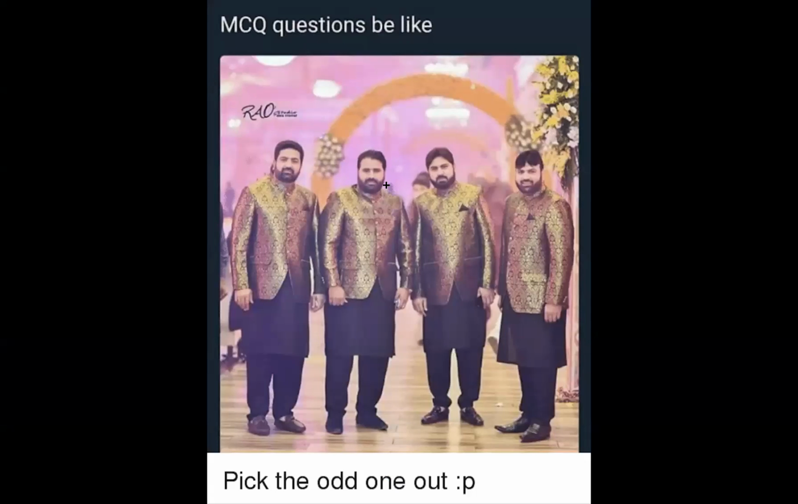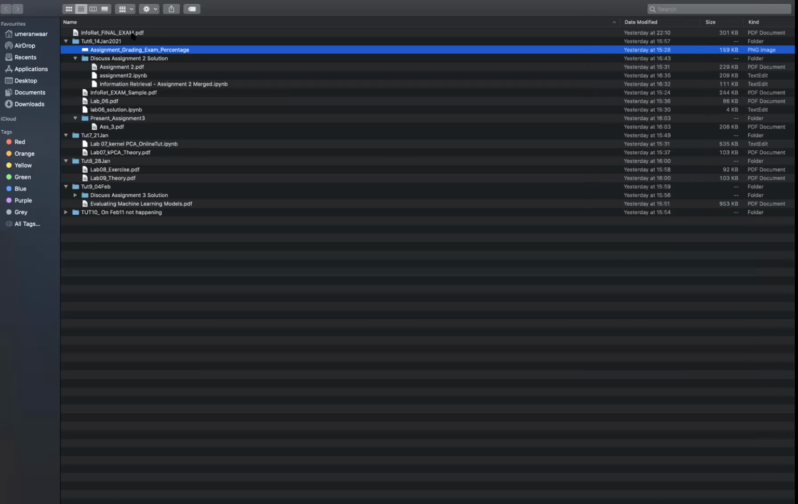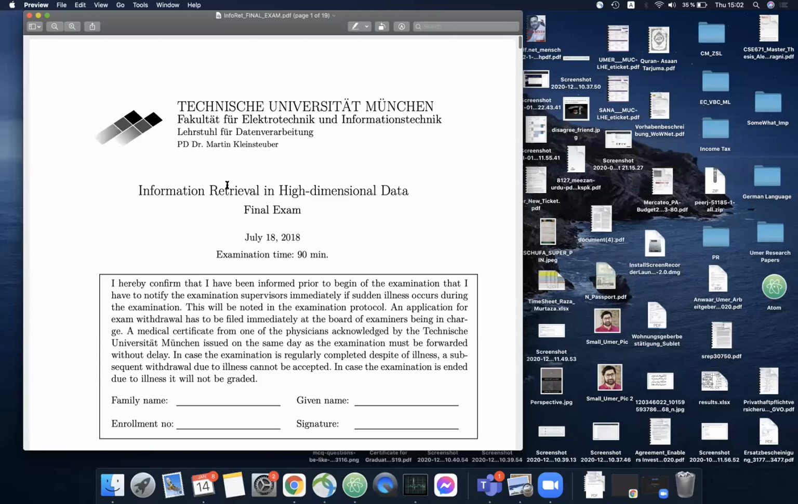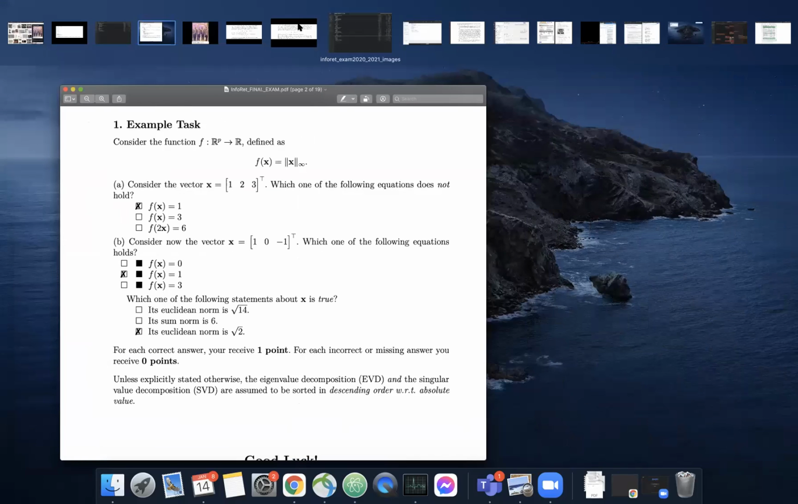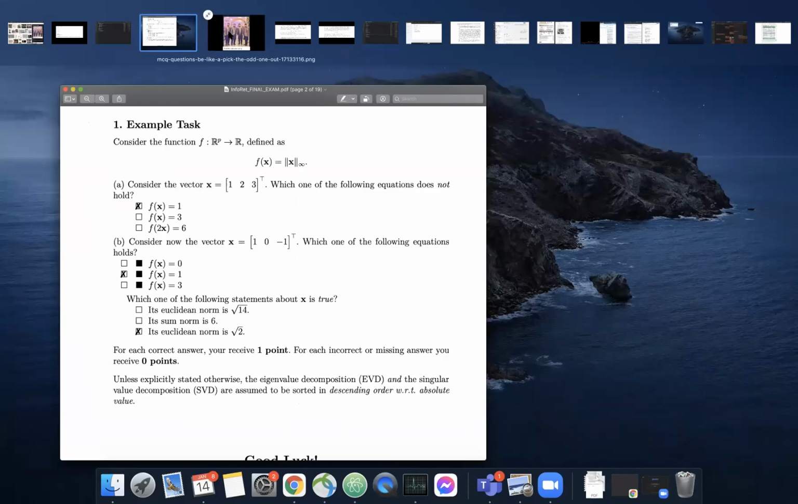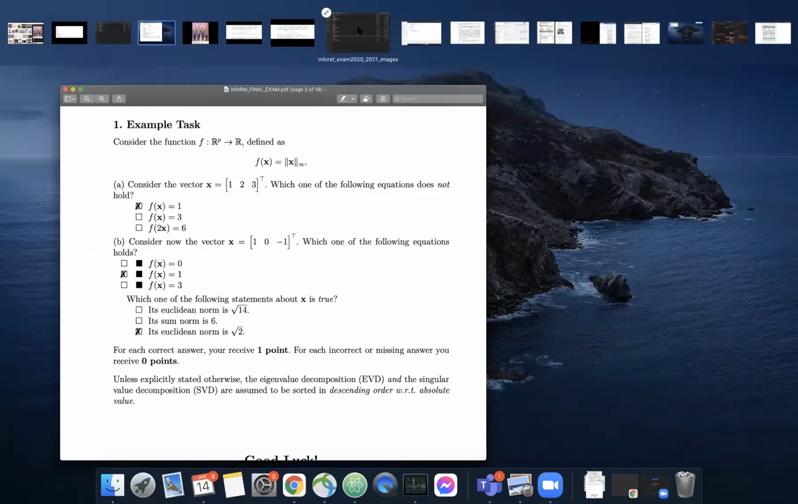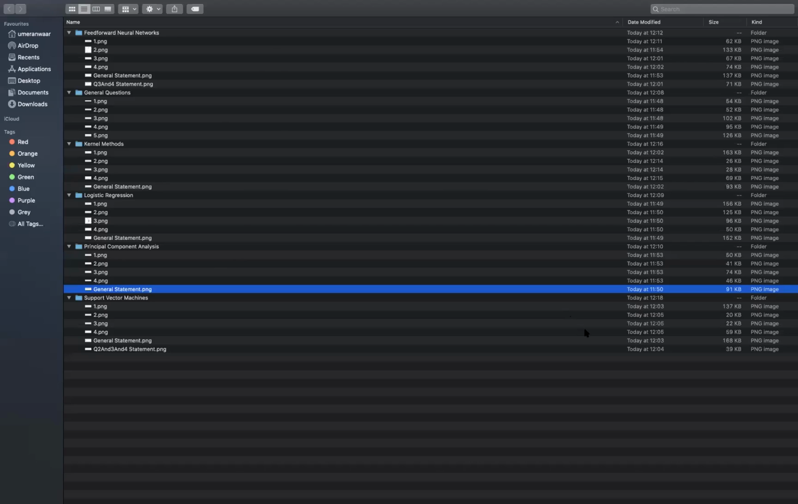If this is not clear enough, then probably let's go to the final exam. I should be very careful. Okay, so it would be something like this. Consider a vector x = (1, 2, 3). Which one of the following does not hold? So there will be three options. You have to select one option. I don't know, what do you call it? Multiple choice or one option choice? Is that clear, Mr. Person? Okay, I like single option.